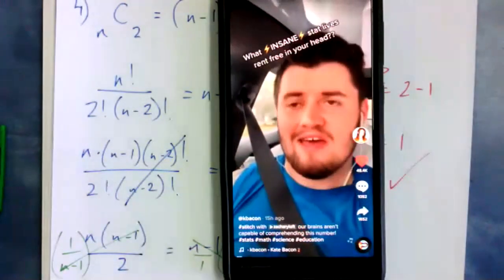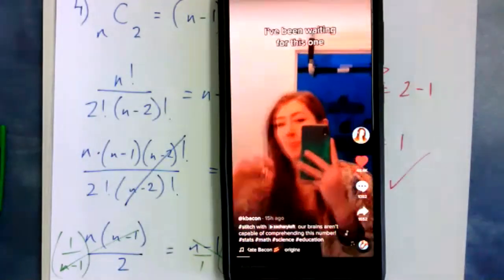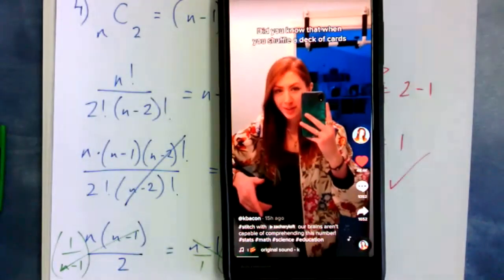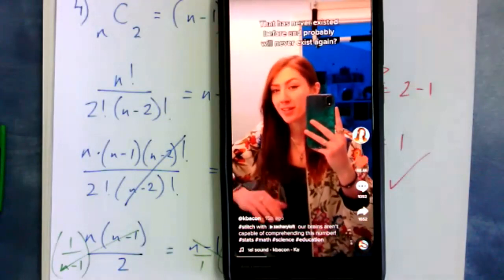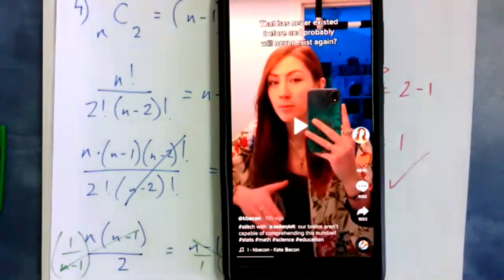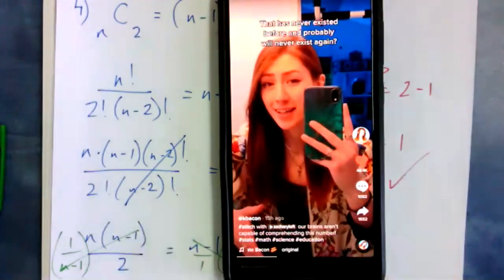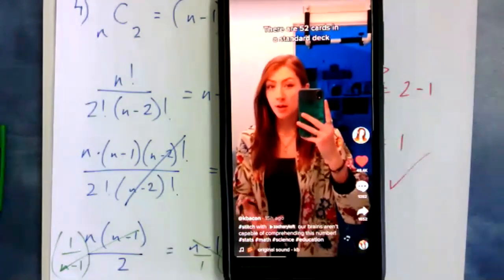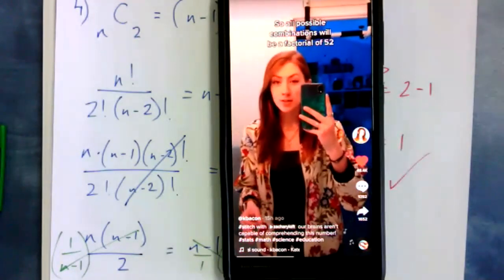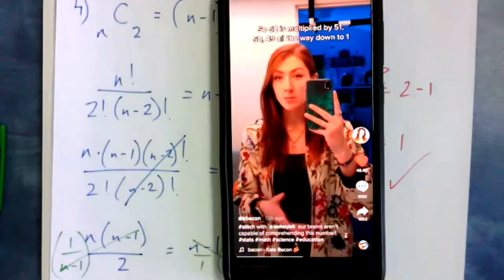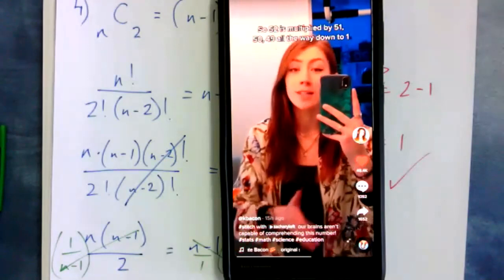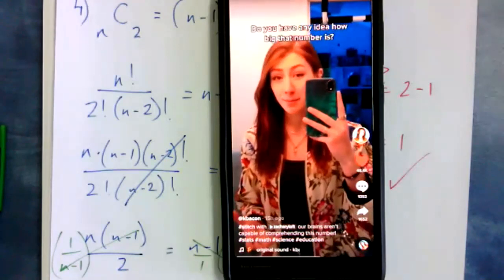What insane stat lives in your head rent free? Did you know that when you shuffle a deck of cards, you are most likely holding a combination of cards that has never existed before and probably never will again? Here's why. There are 52 cards in a standard deck, so all possible combinations will be a factorial of 52. So 52 is multiplied by 51, 50, 49, all the way down to 1. Do you have any idea how big that number is? It's this big.